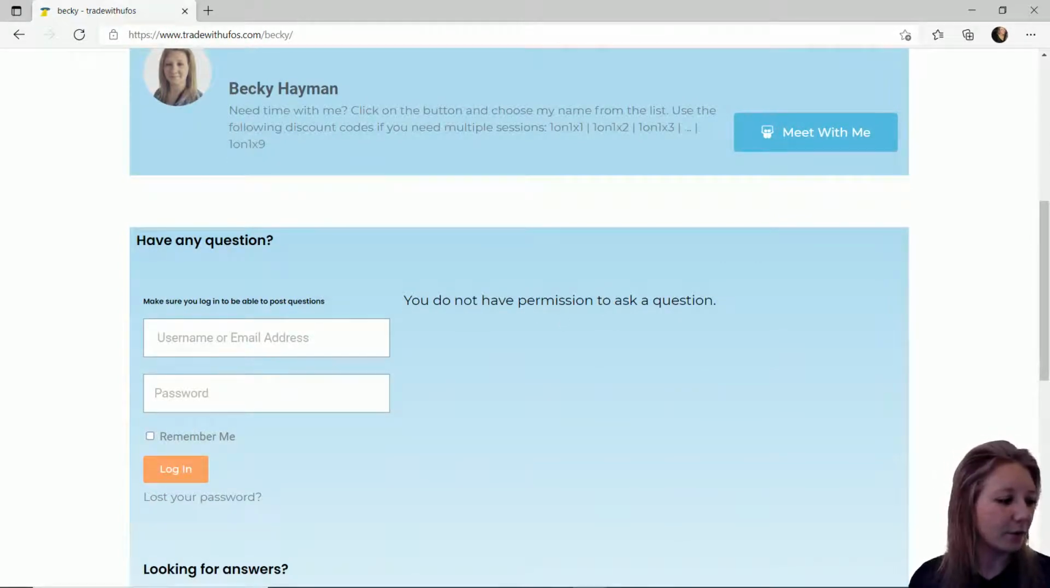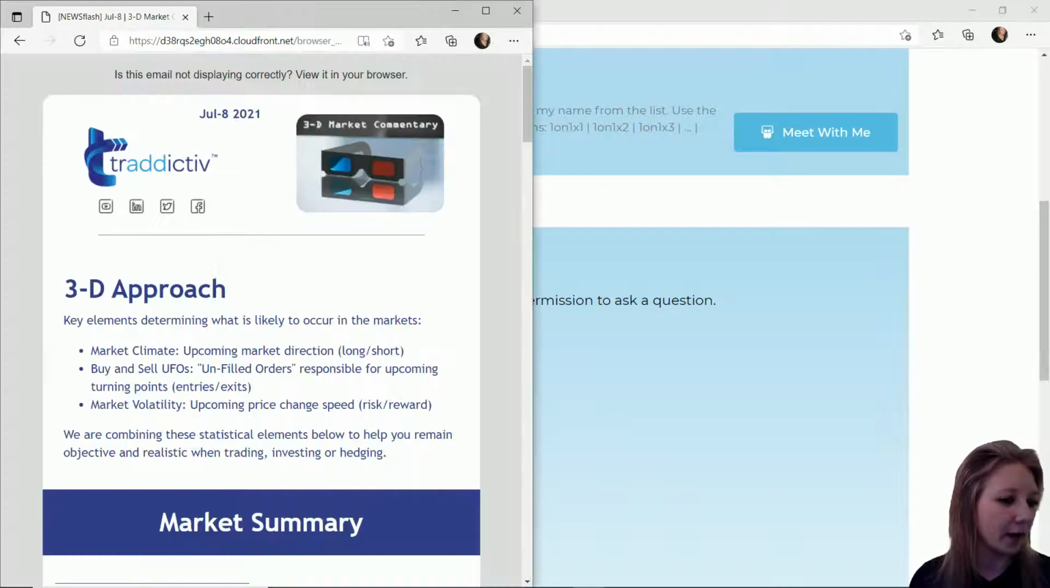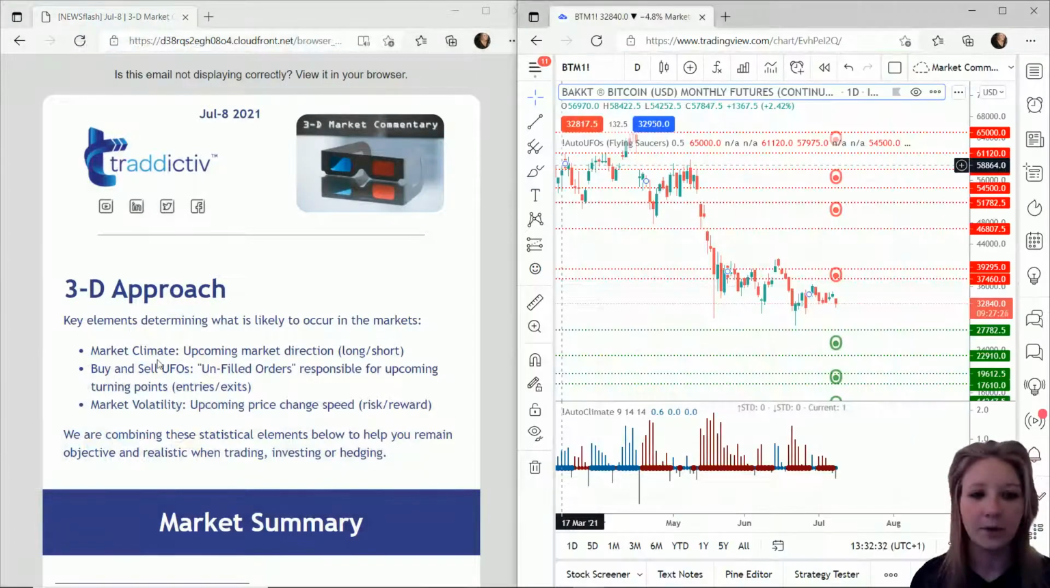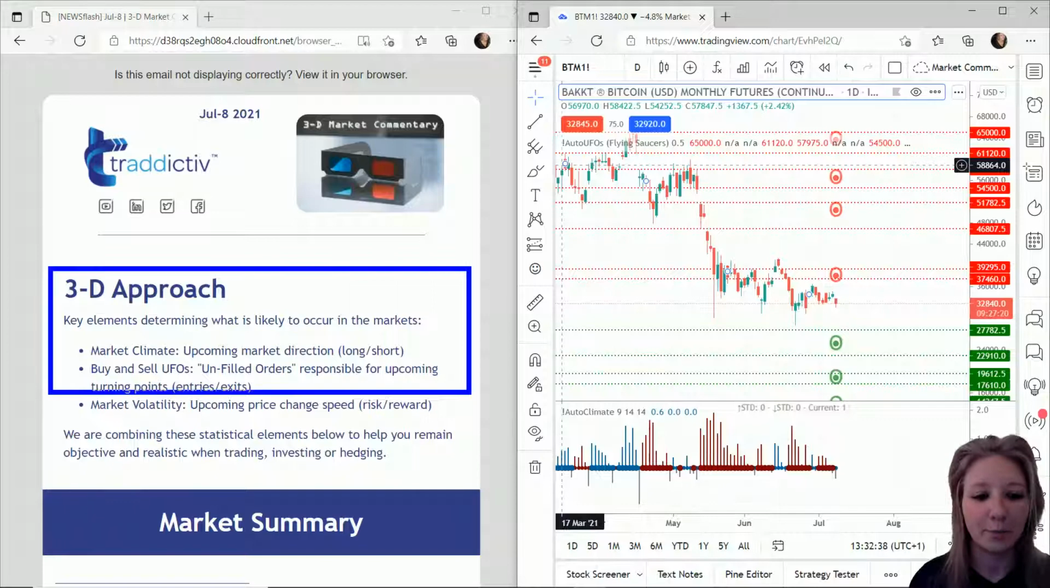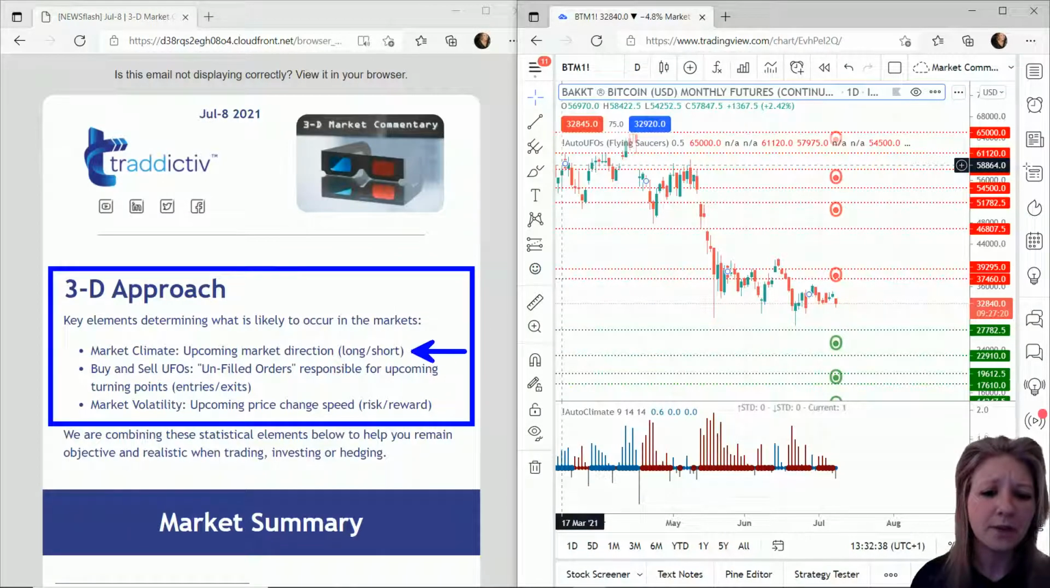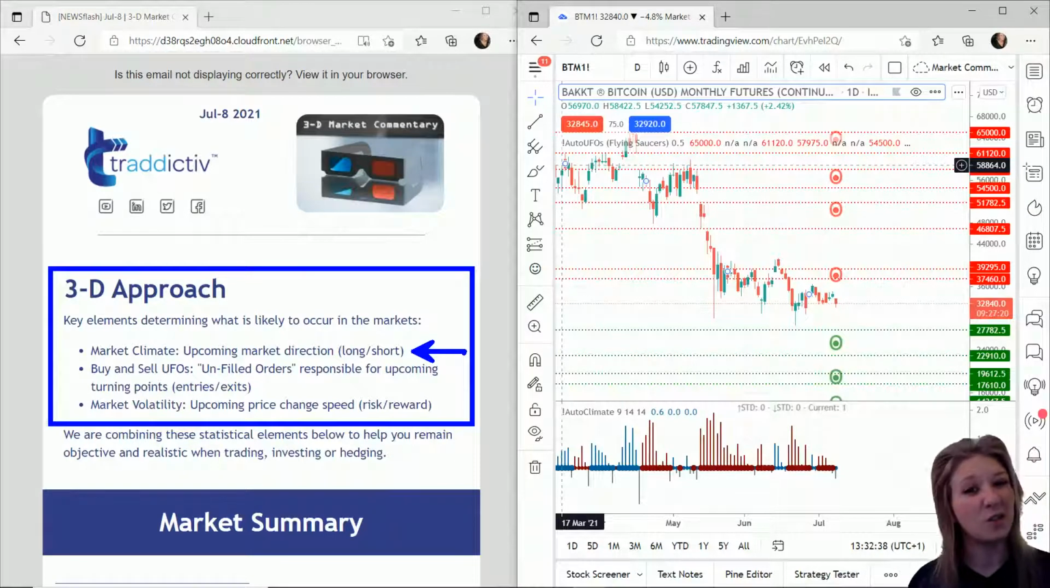Okay, so 3D market commentary, that's what we're looking at here, or 3D approach. Now, what is a market commentary? Essentially, we are talking about markets. We have a 3D approach because we are looking at three separate elements. So first things first, market climate, market direction. Is it going up? Is it going down? Is it not really going anywhere? That helps us decide if we're going to buy, if we're going to sell, or do nothing.